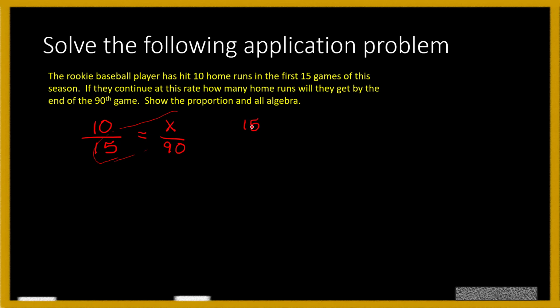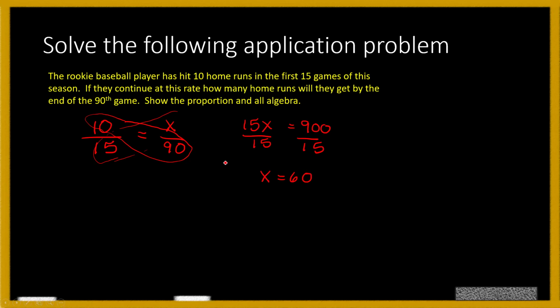which gives me 15x, and I'm going to cross the other side, which is going to give me 900. So, solving for x by dividing both sides by 15, I know that my answer is going to come out to be x equals 60.